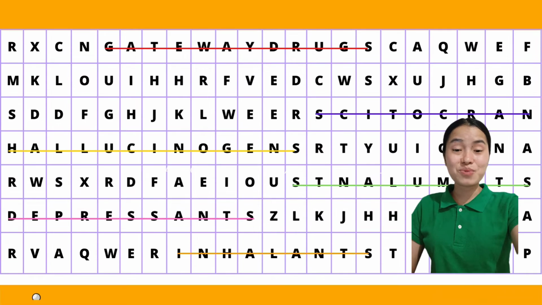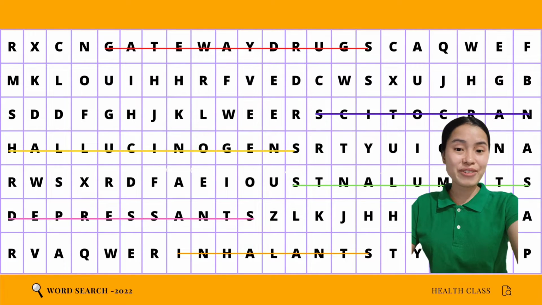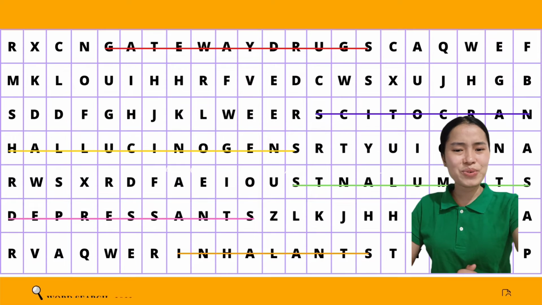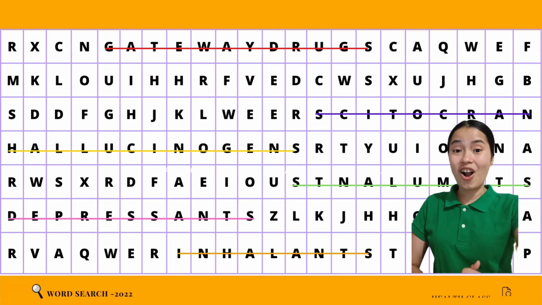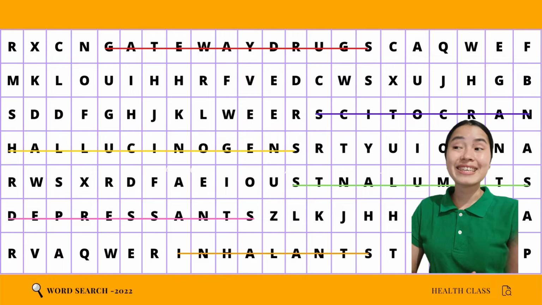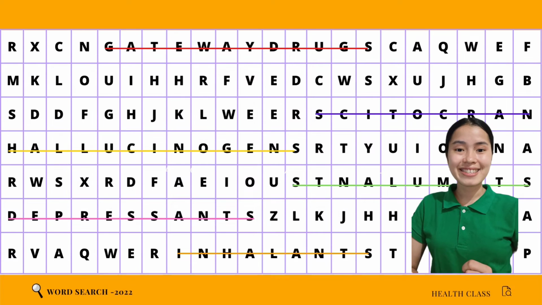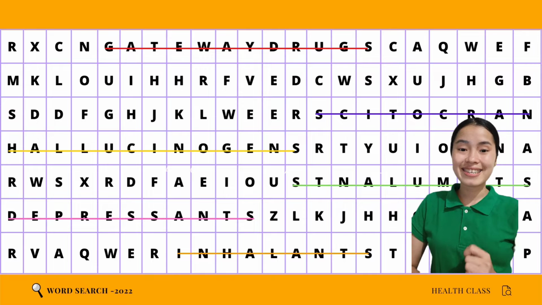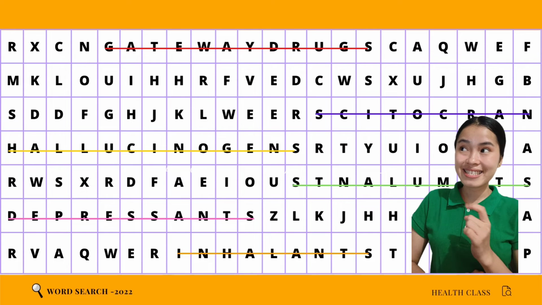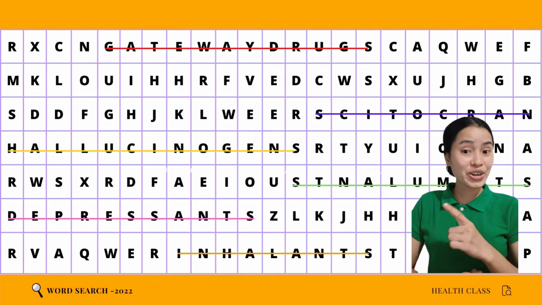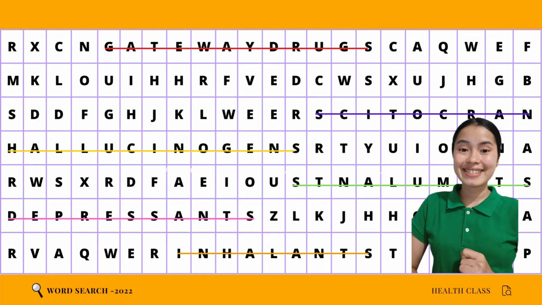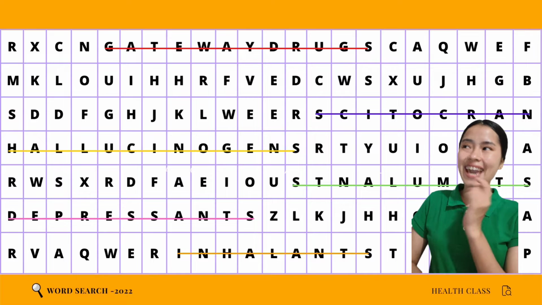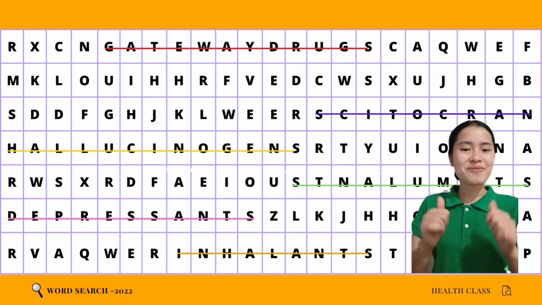These are the words we found for the 6 classifications, and I hope you have your answers in your notes too. So these are gateway drugs, depressants, stimulants, narcotics, hallucinogens, and inhalants. Very good.